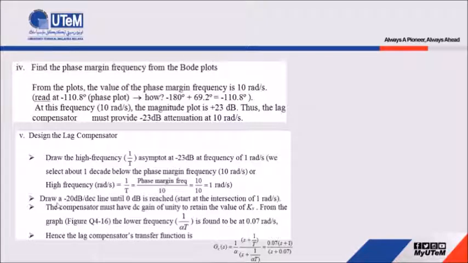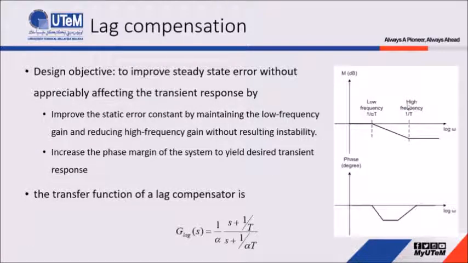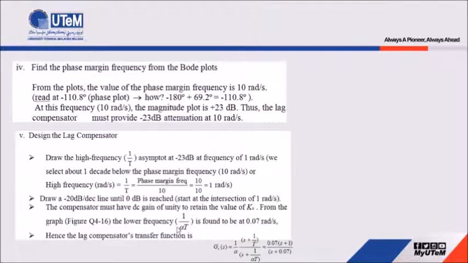Next step, draw a negative 20 dB per decade line until 0 dB is reached, starting at the intersection at 1 radian per second. This is referred to in this example. After we get this high frequency 1 over T, which in our case is at 1 radian per second, we decrease the line with a slope of negative 20 dB per decade until it cuts 0 dB. This 0 dB point we call 1 over alpha T, which is known as the low frequency.